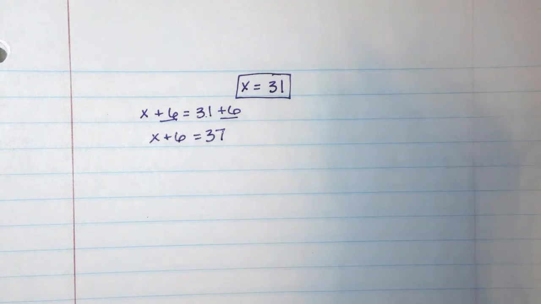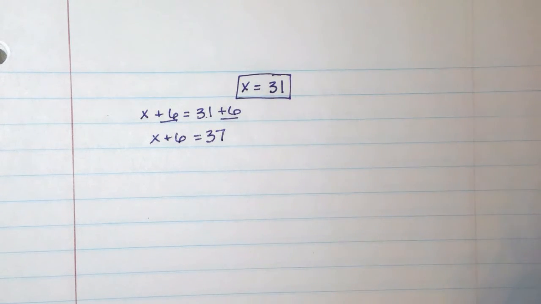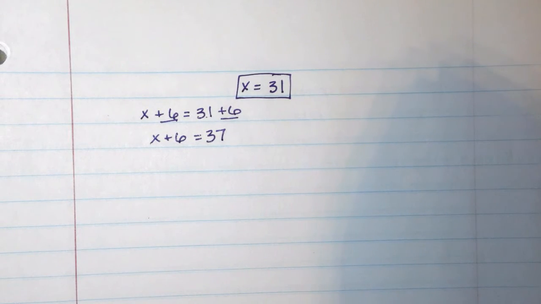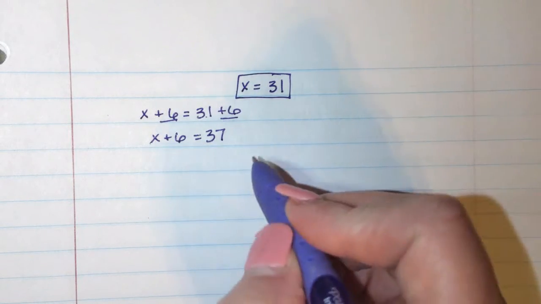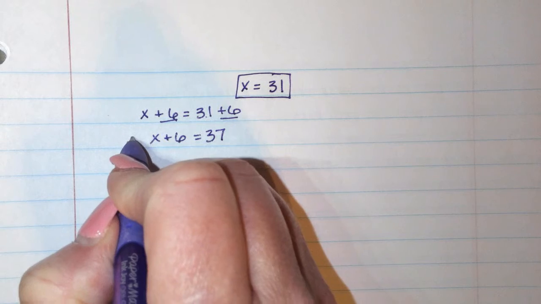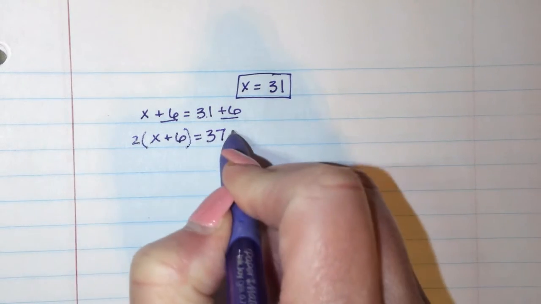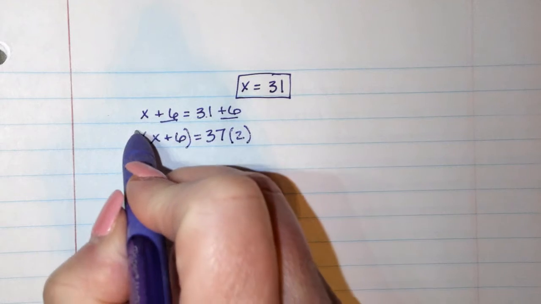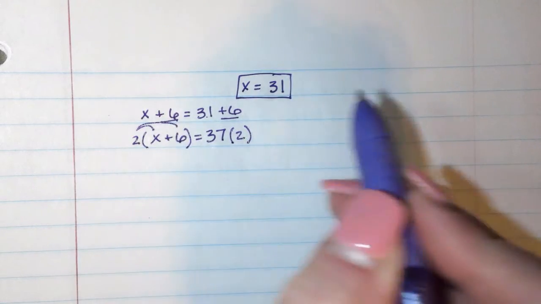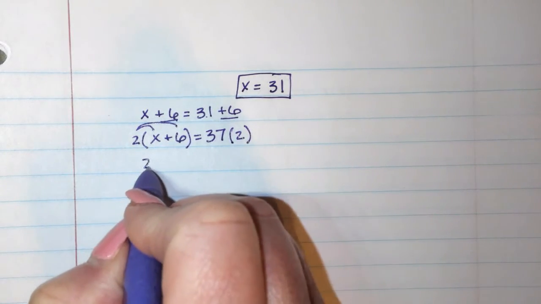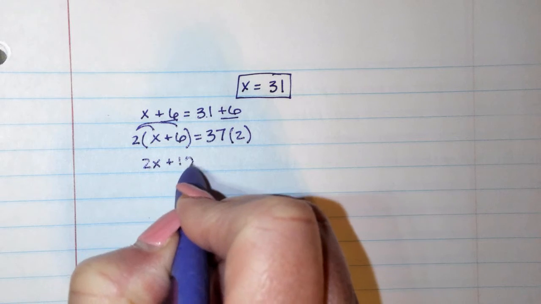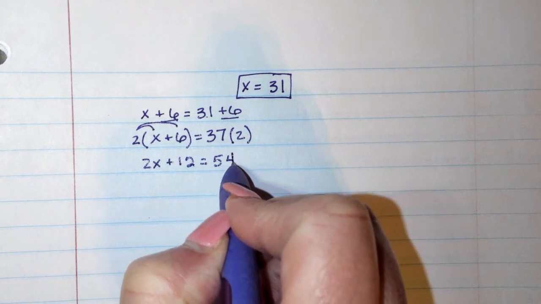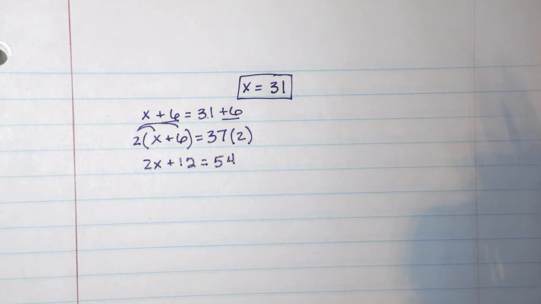But I don't want just a one-step equation. Maybe I want a two-step equation that equals x equals 31. So I'm going to multiply both sides by 2. Remember, distributive property. Anything outside goes to the inside. 2x plus 12 equals 54. Okay?